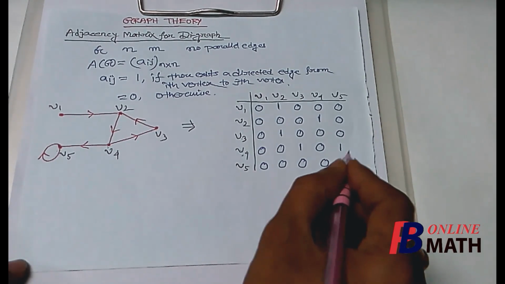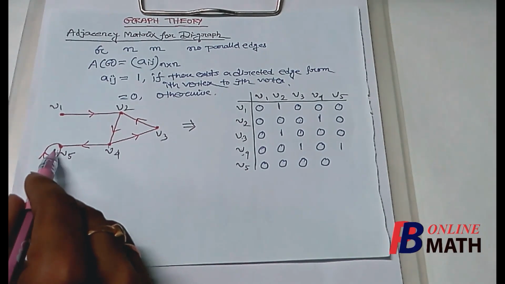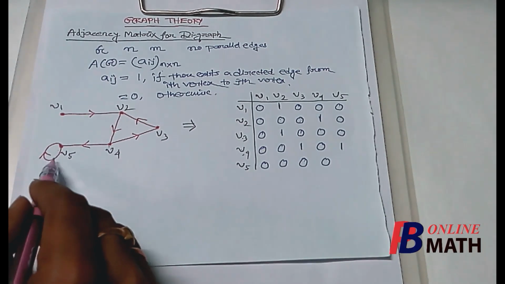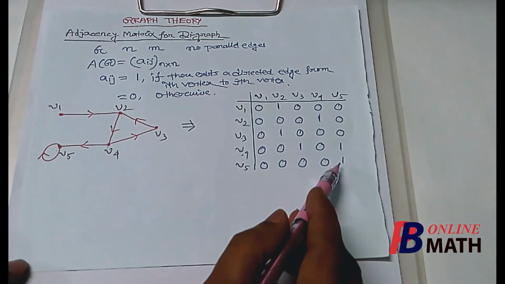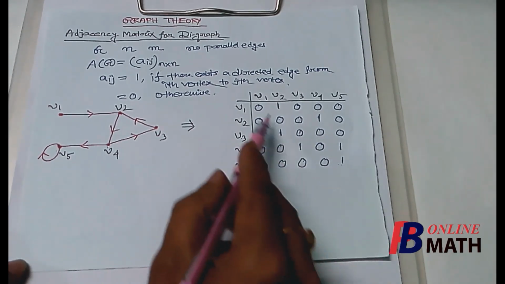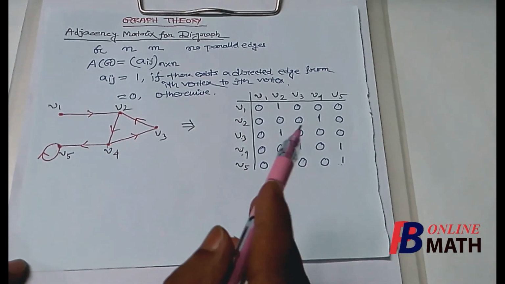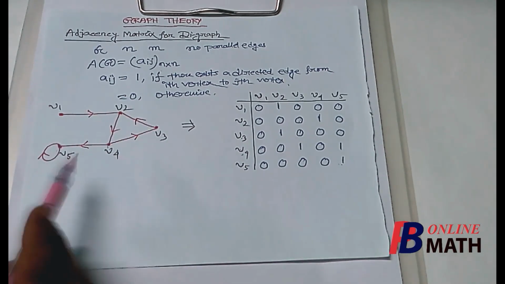And finally this element from V5 to V5, we find that there is one self loop at V5, so we shall put 1 here. This is the only self loop, so this is the only non-zero element at the diagonal. So this is the required adjacency matrix for this directed graph.